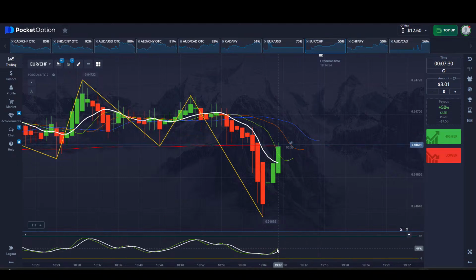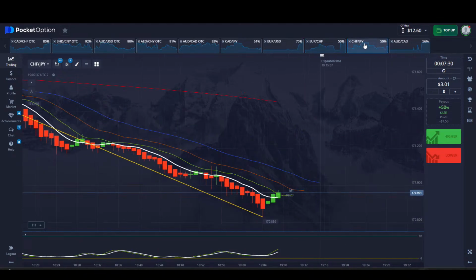Okay, solid uptrend right now. With this, we got 2 solid candles, okay? And it looks like we got 30 seconds to go on this particular one. We'll see what happens. We'll come back to that one.